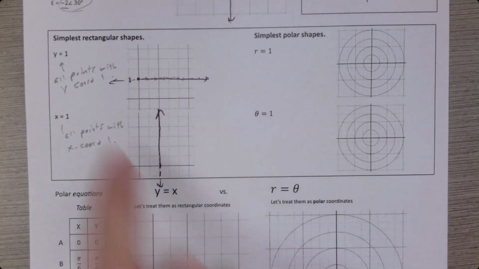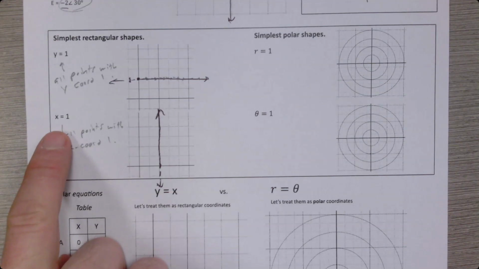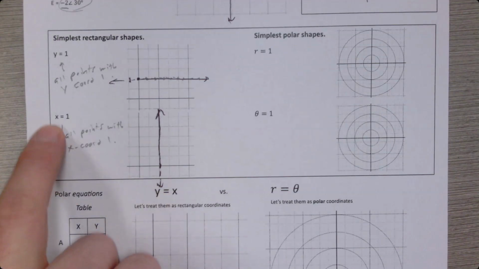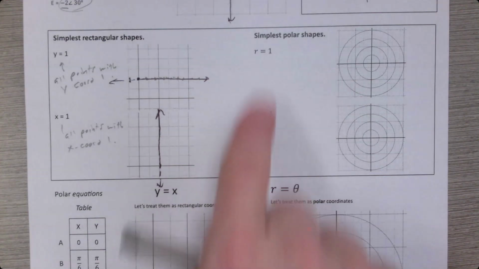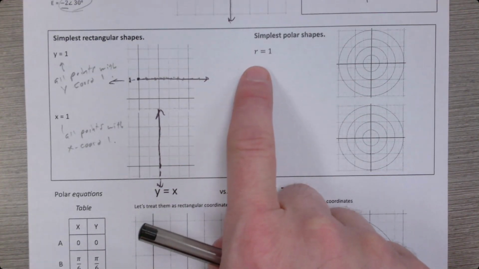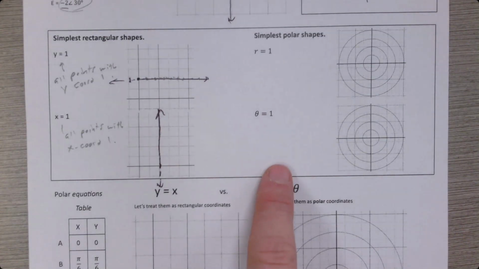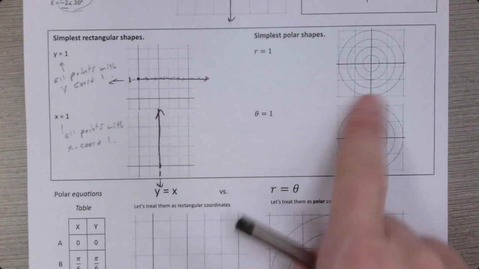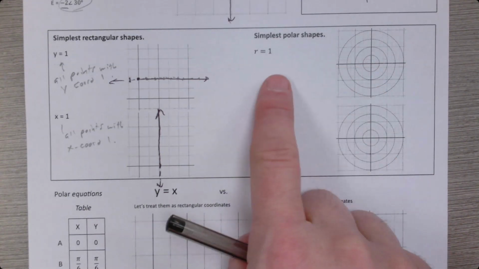So just like equations using x and y are asking what are all of the points that have a certain x or a y, here when we have r and theta, we can ask what are all of the points that have a certain r, or all the points that have a certain theta. So take a guess right now. If I was going to plot all of the polar coordinates here that have an r of 1, where would they be?